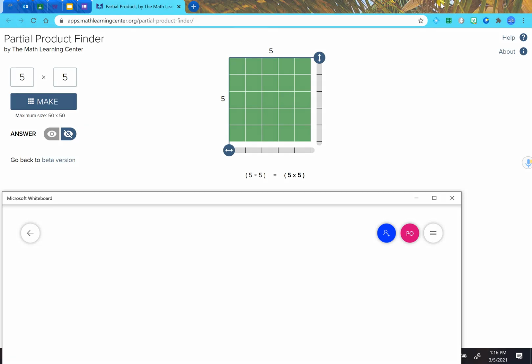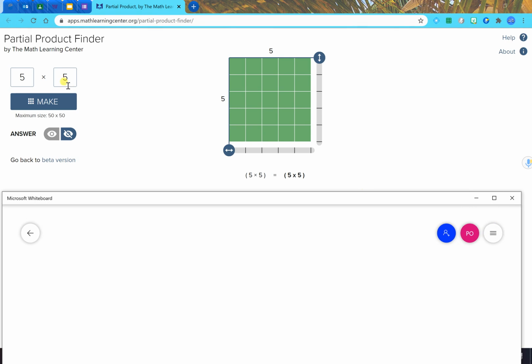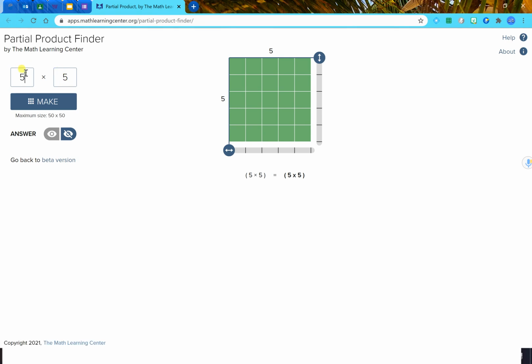Do a very quick video on the distributive property using a fantastic app from the wonderful folks over at the Math Learning Center. And I'm going to show how we can use something called partial products. All right, so let's say we want to multiply something. I'm going to start very, very simple.